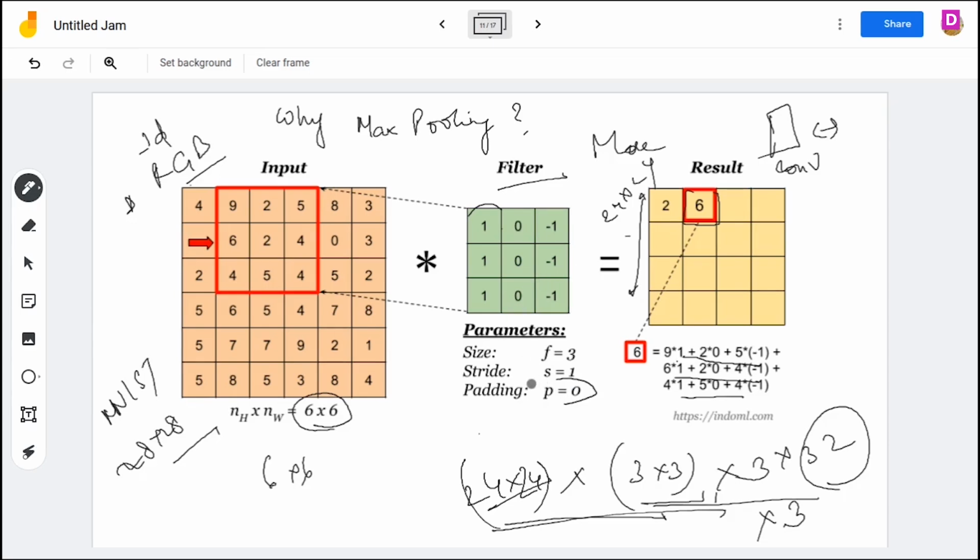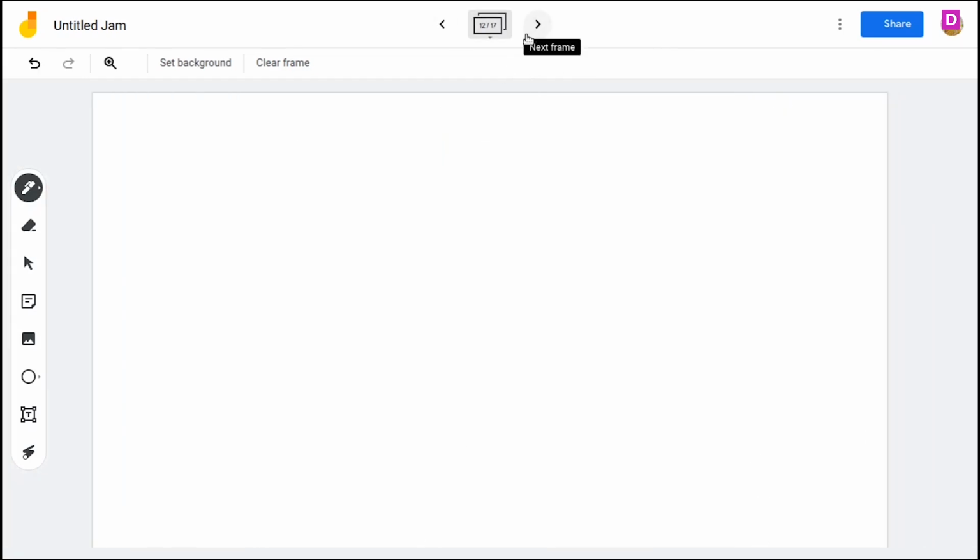Plus I have not even added padding. If I add padding as same, the resultant size increases, so instead of 24, this will be 28. This just keeps on increasing, a massive increase. And even now you have cameras and videos of 4K quality. 4K is more than 1080p, 2160p.